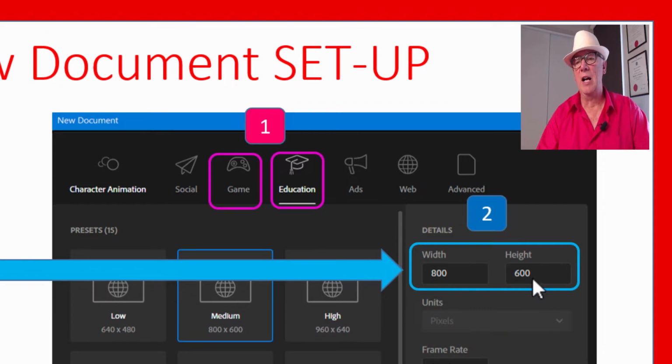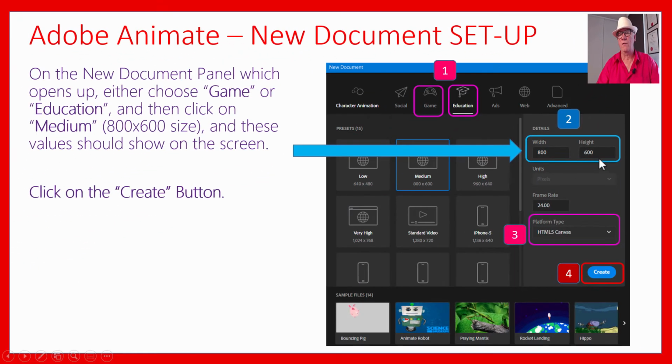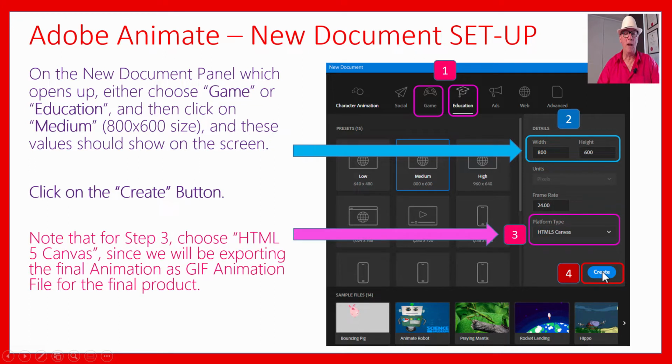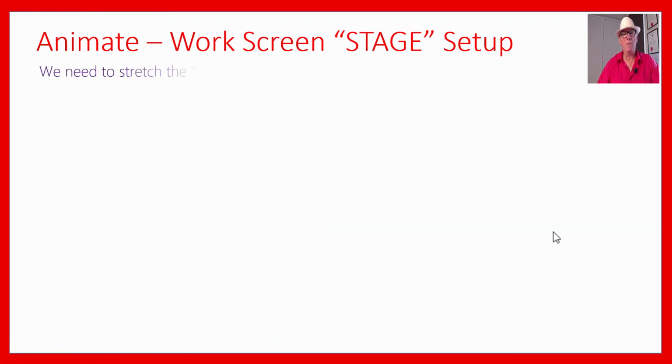And we're going to make it 800 and 600 for the width and height. So you have to type those values in, or make sure those values are selected. Frame rate, we're just going to have it 24 at the moment. The platform type should be HTML5 canvas by default, and you can just leave that as it is and then click the create button. You don't have to choose, because we're going to be exporting as a final GIF, it doesn't really matter what you choose here. You can choose ActionScript 3 if you are an old Animate user and you want to, but you don't have to. We recommend using the HTML5.